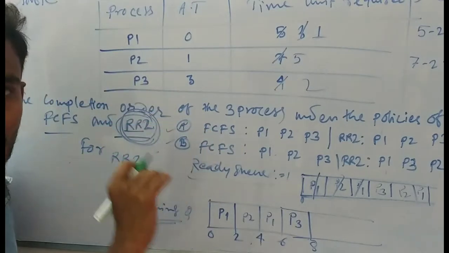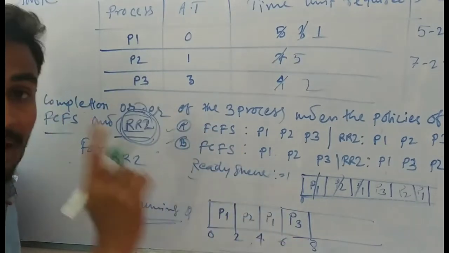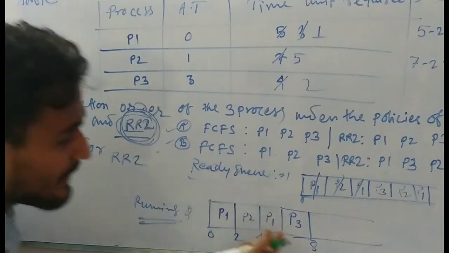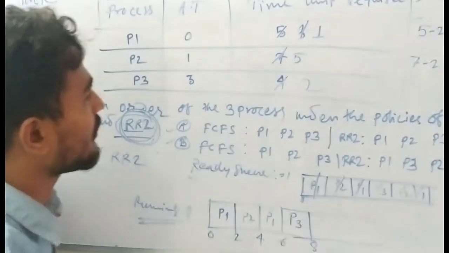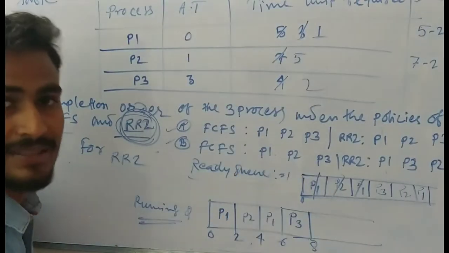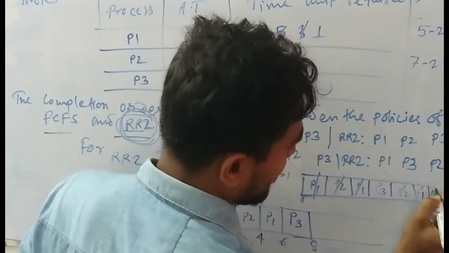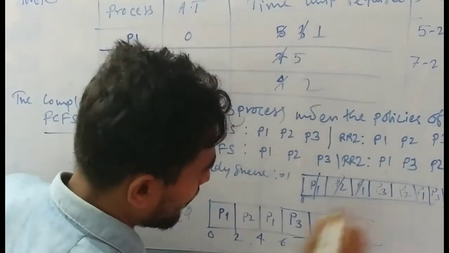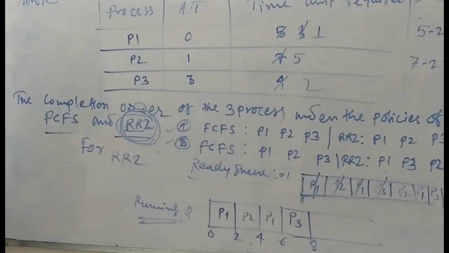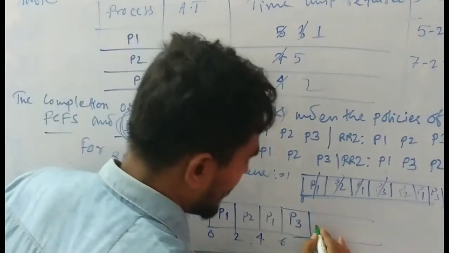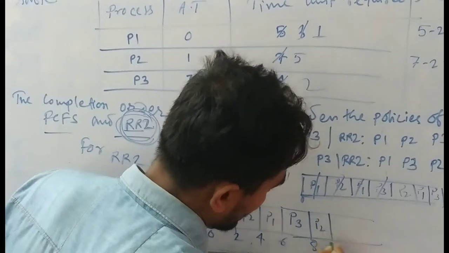So don't worry about the remaining process, and check the second condition. Is P3's work complete or not? Yes, it is complete, nothing is remaining. So P3 is done. Okay, now I am writing P2.